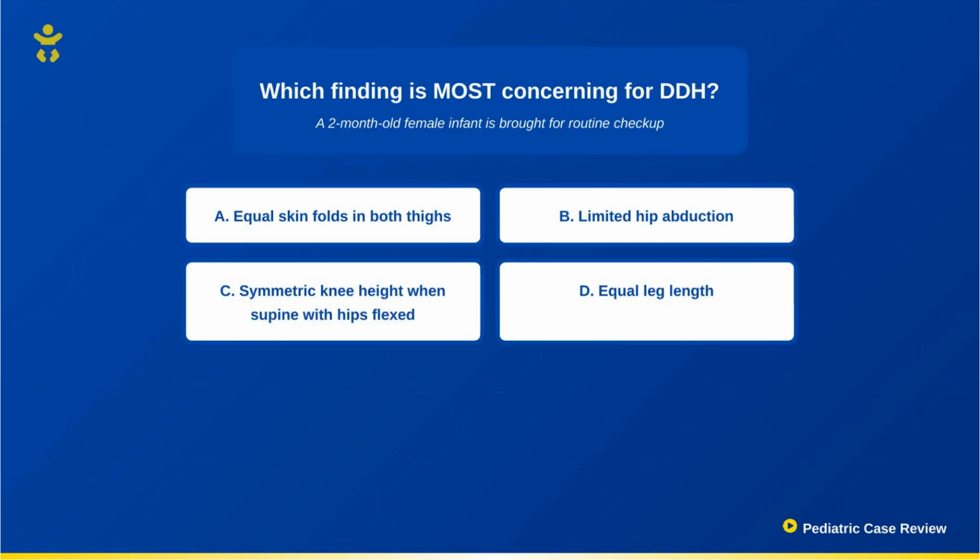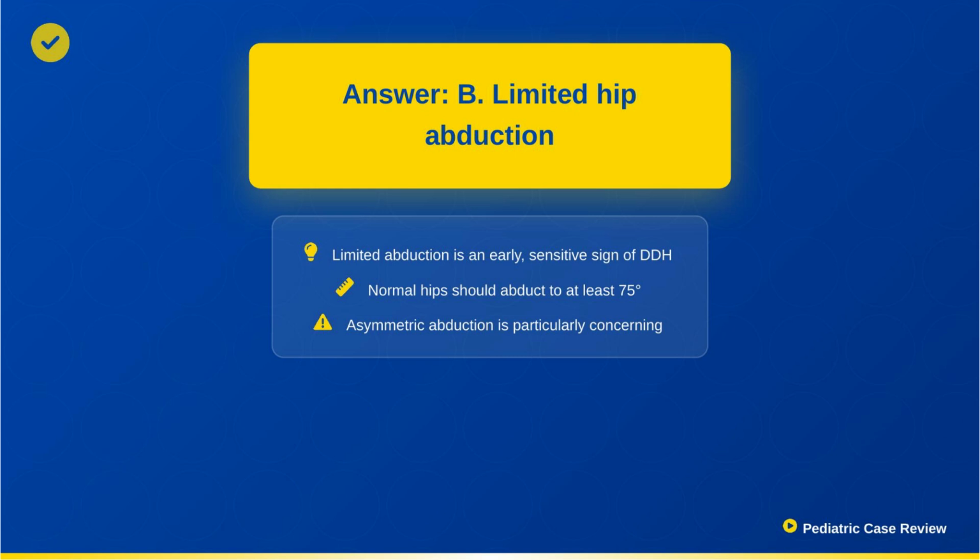Number 1: a 2-month-old female infant is brought for routine checkup. Which finding is most concerning for developmental dysplasia of the hip? A. Equal skin folds in both thighs. B. Limited hip abduction. C. Symmetric knee height when supine with hips flexed. D. Equal leg length. The correct answer is B.